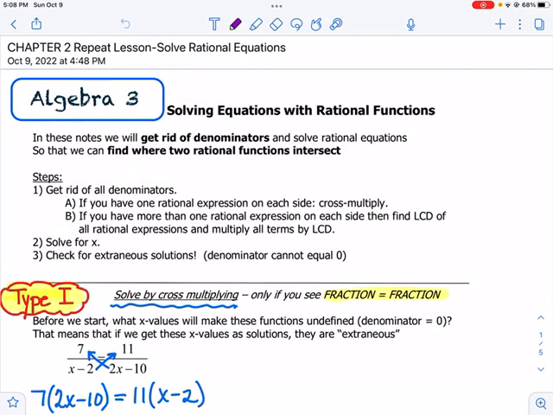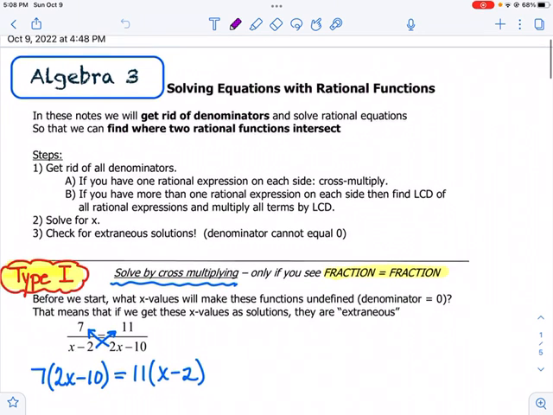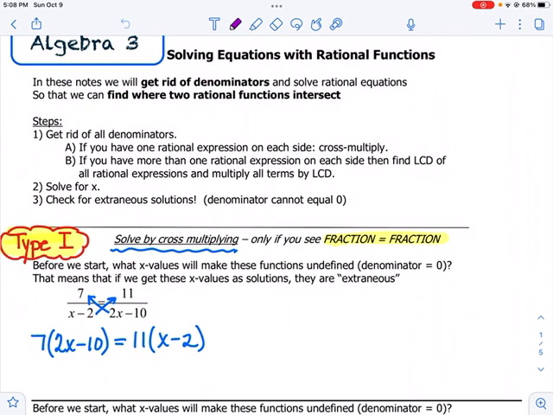Okay, we're going to review these. This is kind of like a repeat lesson to just go over some of the facts with solving equations with rational functions. So in these notes, we get rid of the denominators and solve rational equations so that we can find where two rational functions intersect.